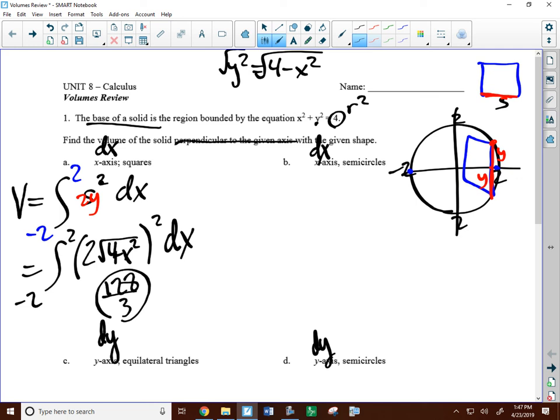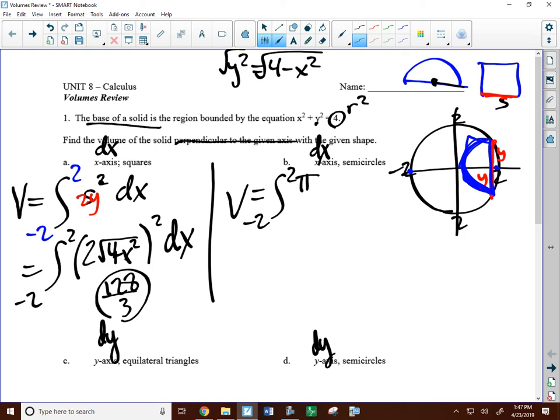Going to dive into the next one pretty quick. Almost the same drawing here, dx still, but it's semicircles. So imagine that's a semicircle. Now for a semicircle, we want the radius. That's the formula. Here, let me write it down. Still -2 to 2. Semicircles, though, are pi over 2 r squared, and that's still a dx question.